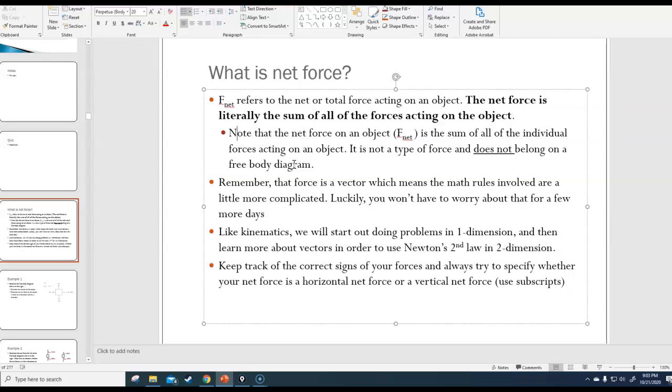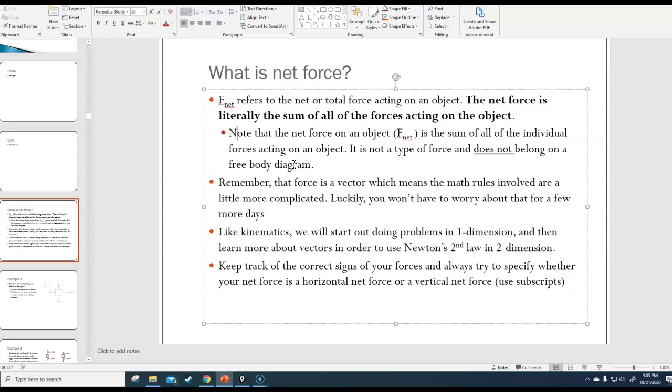Okay, so the net force is the sum of all of the individual forces acting on an object. It is not itself a force, it is just the net force. It is not a type of force, so you never put net force on a free body diagram. It is just basically the culmination of all of the forces acting on an object. You could have 1,000 forces acting on an object, but you would only have one net force. That is the overall sum of all of those forces.